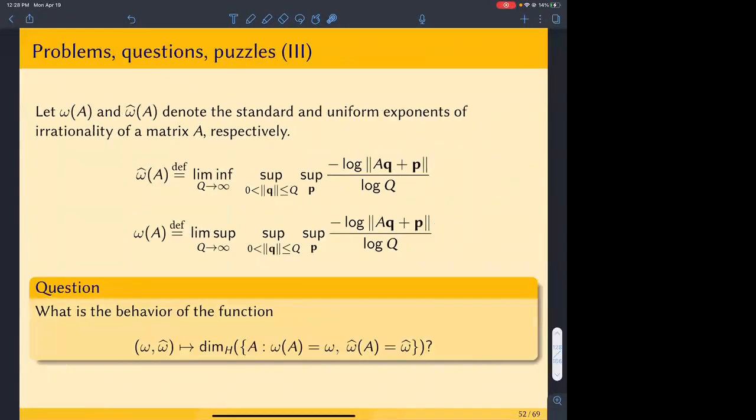Another question that I think is very interesting is, what about a double level set? So a level set where you fix both the uniform and the standard exponents of irrationality.